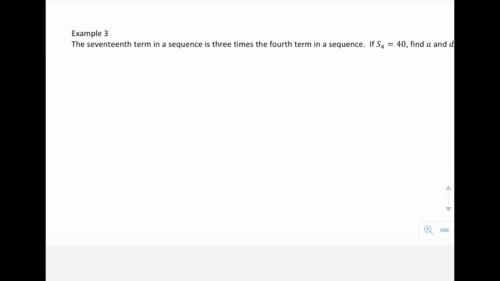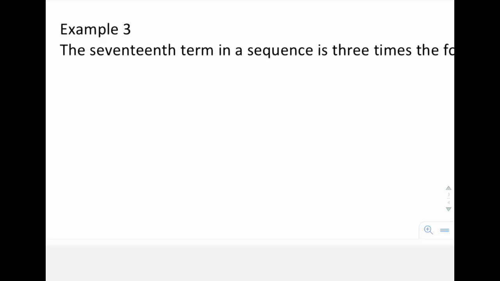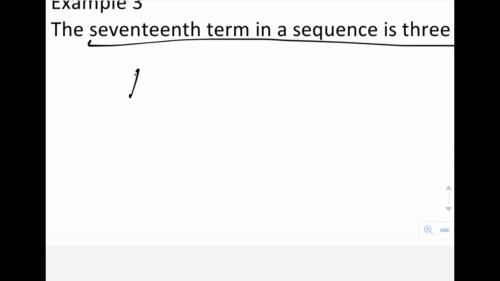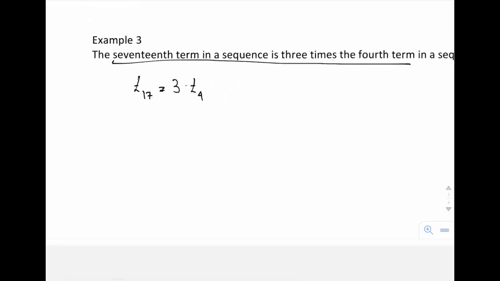So what can I gather from this information given in the question? The first thing I see is that the 17th term is 3 times the fourth term. So what does that mean? Well, T17 is equal to 3 times T4.